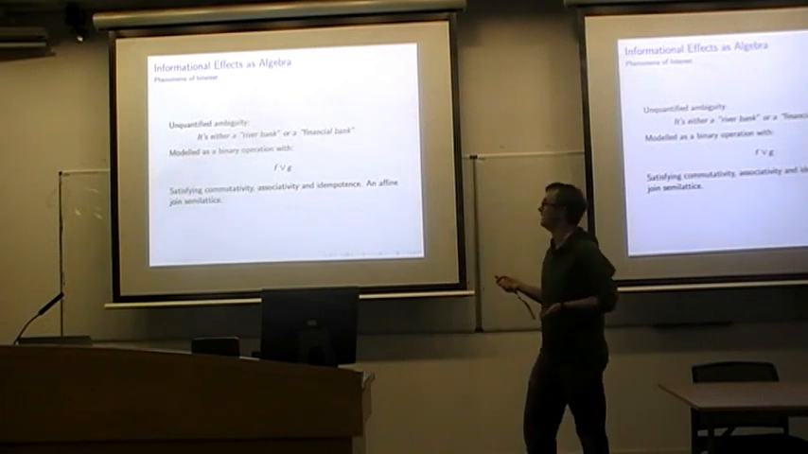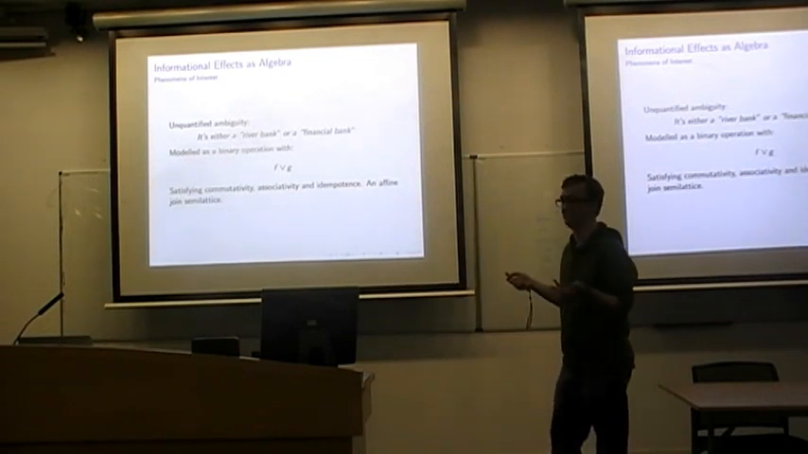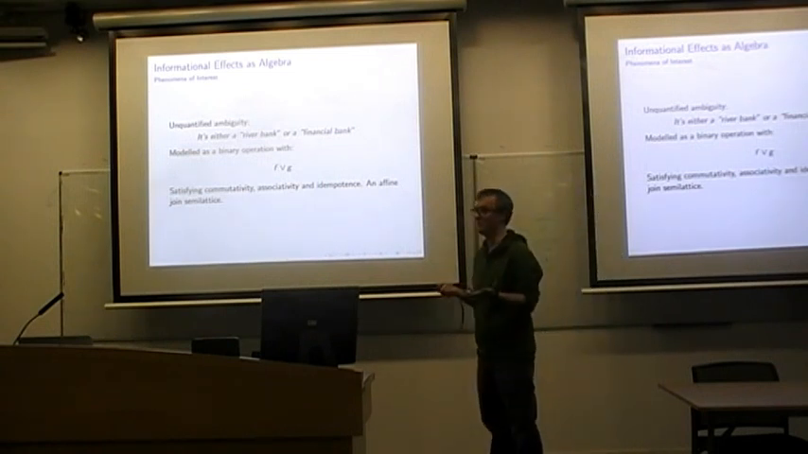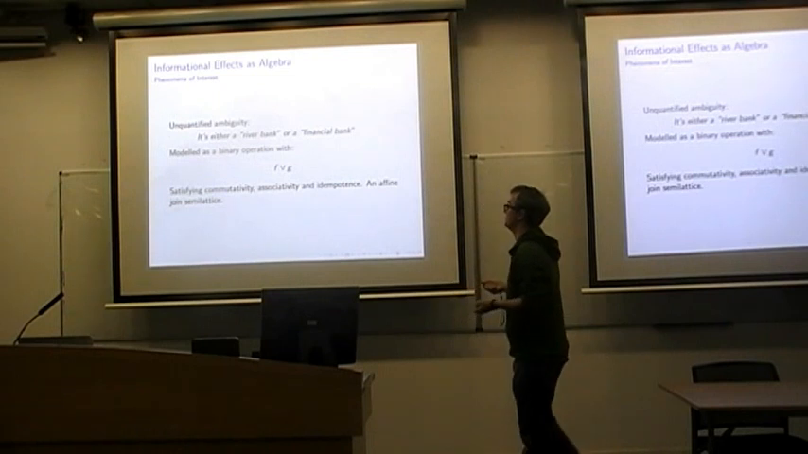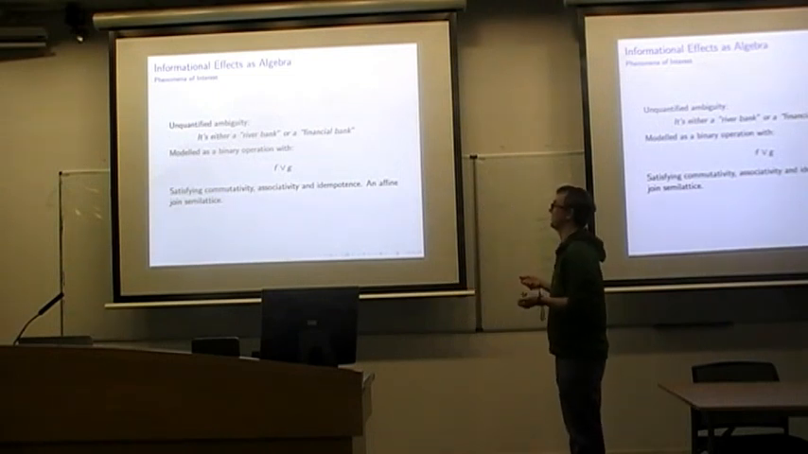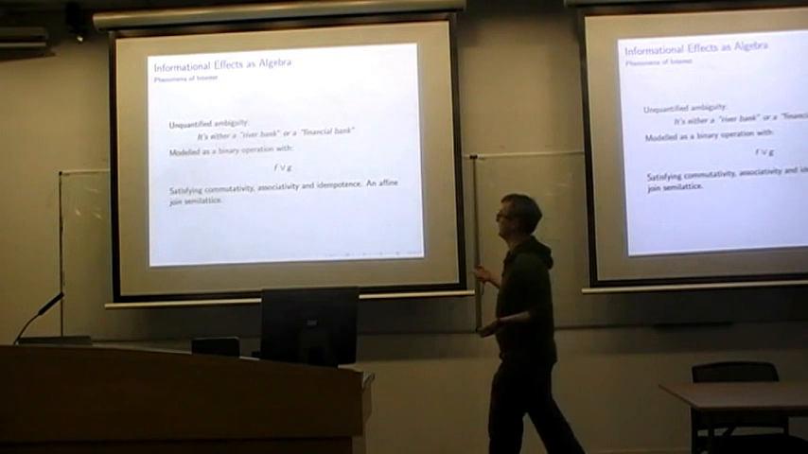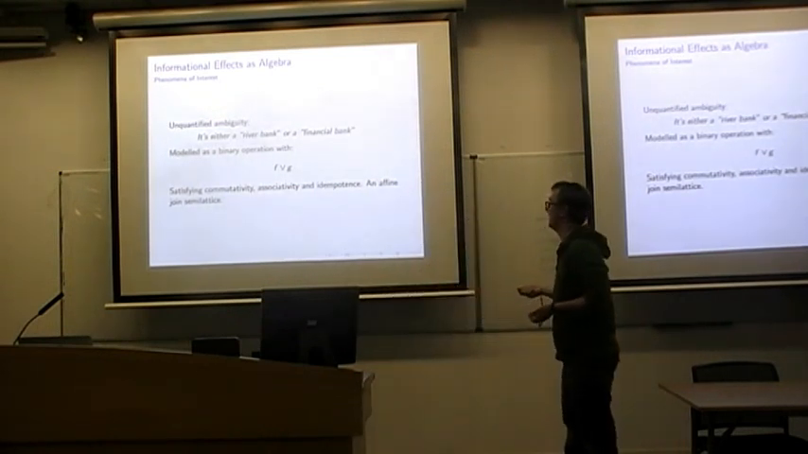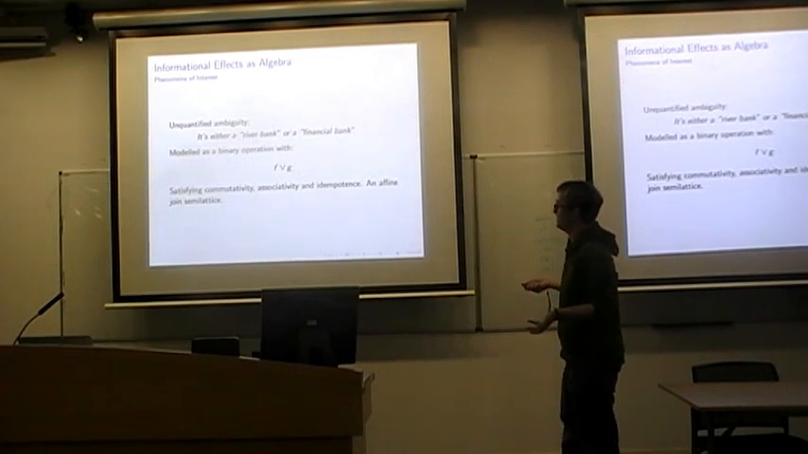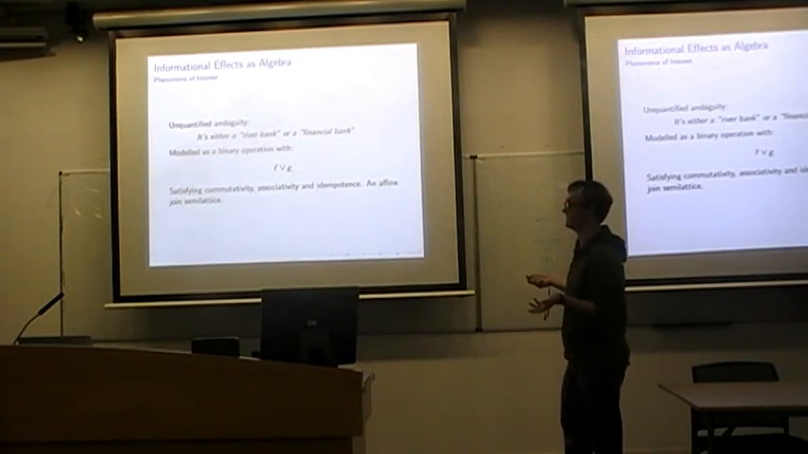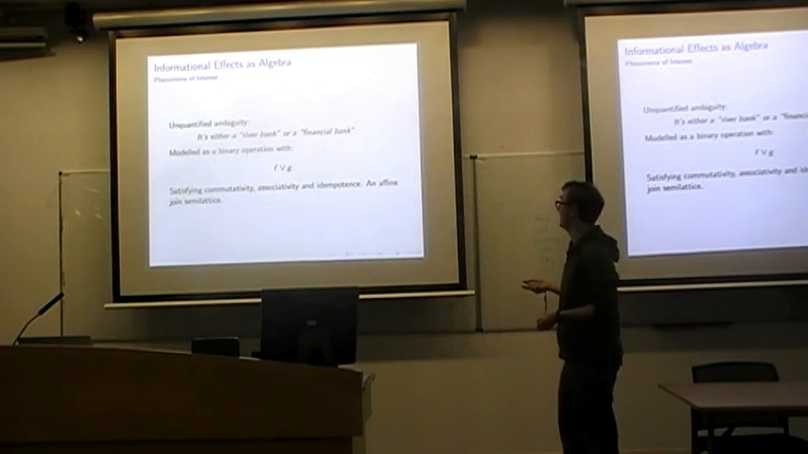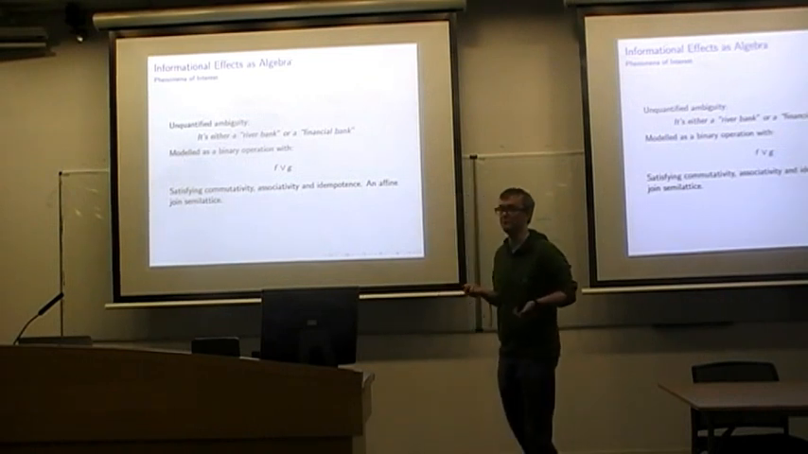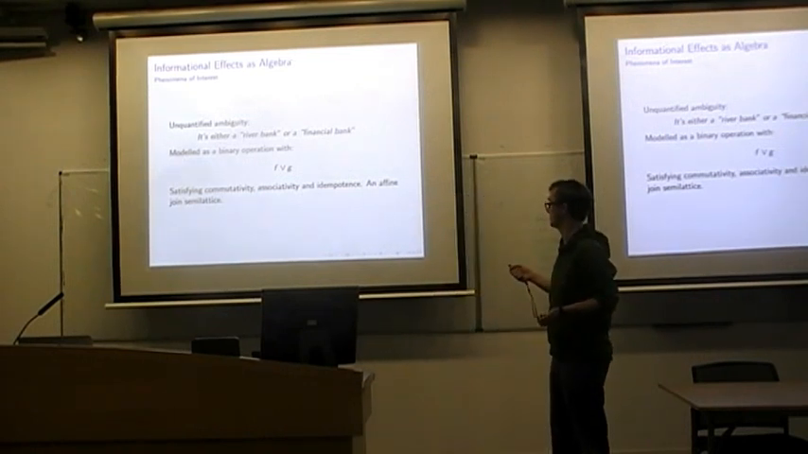Okay, so we've only considered this one phenomenon so far in terms of the informational effects. Another thing we might want to consider is where we're not prepared to commit to probabilities. So instead we want to say it's either a river bank or a financial bank, and the obvious way to model this is a binary operation just saying it's F or G, and we require maybe commutativity, associativity, and idempotence for similar reasons to the previous slide, and that gives what's sometimes called an affine join semilattice because we don't have a bottom element, so it's not a typical join semilattice.